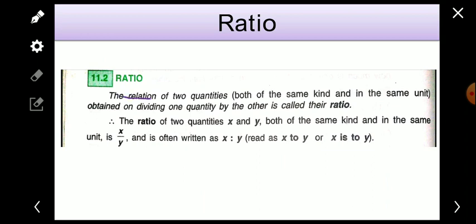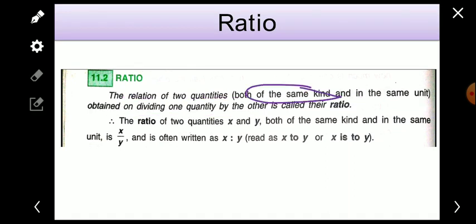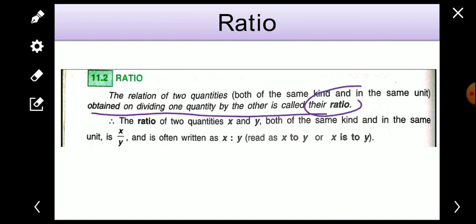So the relation of two quantities, both of the same kind and in the same unit, obtained on dividing one quantity by the other quantity is called their ratio. Whenever we find the ratio, both the quantities should be of the same kind and the units should also be the same. We will learn through the example. Then we divide one quantity by another, and whatever we get is called the ratio.